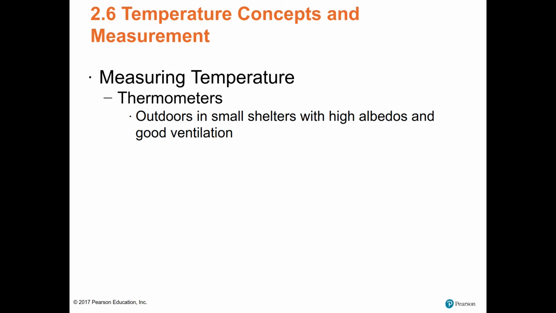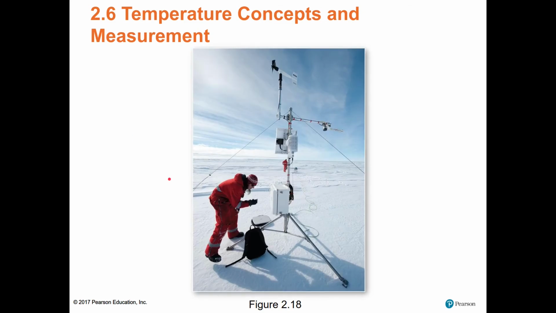When we measure temperature, it's always measured outdoors in a small shelter with high albedo and good ventilation. This is somebody measuring temperatures. There's the temperature sensor. You can see it's ventilated, so heat doesn't build up. It's white, so it doesn't absorb heat. It's a high albedo ventilated structure. What else do they have? Some sort of optical sensor. I don't know what that's about. Maybe fog. A wind vane telling wind speed and direction. They've got a solar panel, probably just to run the batteries.